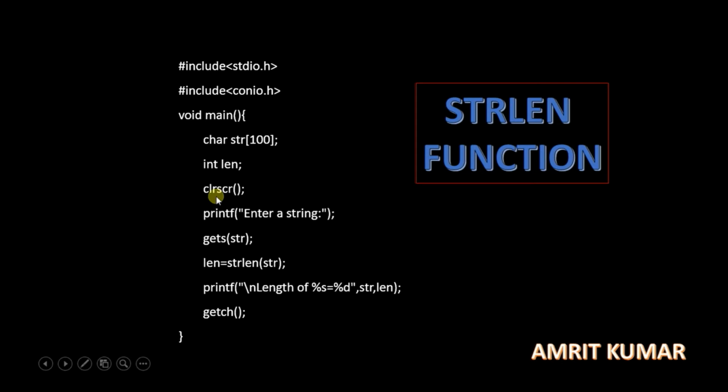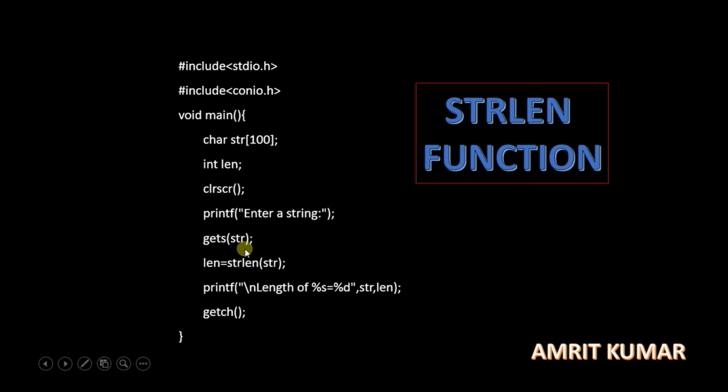After that I am using the clrscr function, whose work is to clear the screen, and you can see that I am displaying a message: enter a string. So the user is going to enter a string there. I am taking that string using the gets function, which is similar to the scanf function in that it accepts a value from the keyboard. Gets means accept a string from the keyboard. Whatever the user has given is going to be assigned to str, which is an array of 100 size containing the character data type.